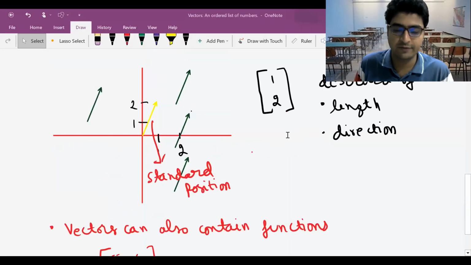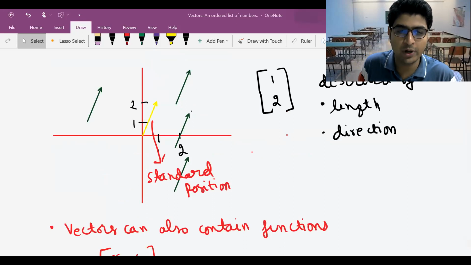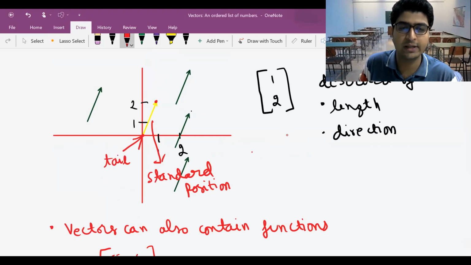In this vector, the starting point is called the tail, and this end point is called the head. This is the head of the vector.